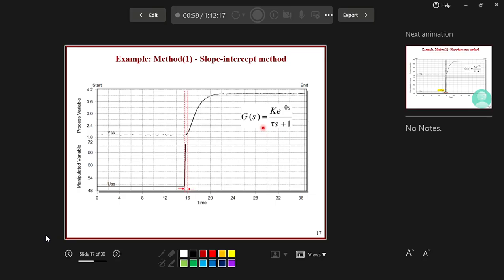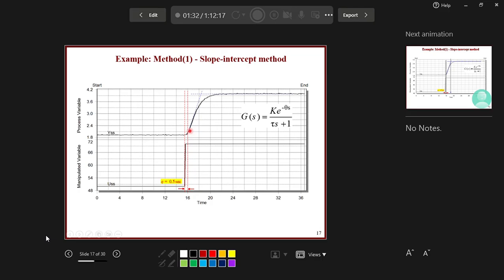So the first thing we need to find is the dead time. As I said, the dead time is the time needed for the process to react. So it is the distance from the starting point of the change to the point where the process starts to react. Once you know the theta, we can find how much it is. It's the difference between these two. Based on my calculation, it is 0.5 seconds.